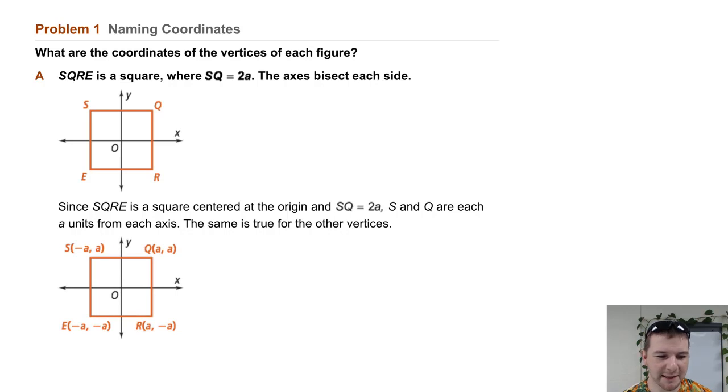Notice vertex S has coordinates (-A, A). Q has coordinates (A, A). R has coordinates (A, -A). And E has coordinates (-A, -A). So we're referring to somewhat of an arbitrary square, meaning we don't have concrete values for our vertices. We're just using what we know, the length SQ equals 2A, to identify vertices using variables.